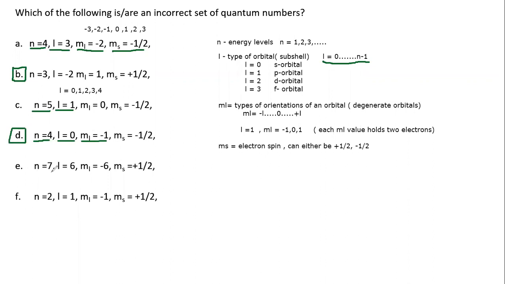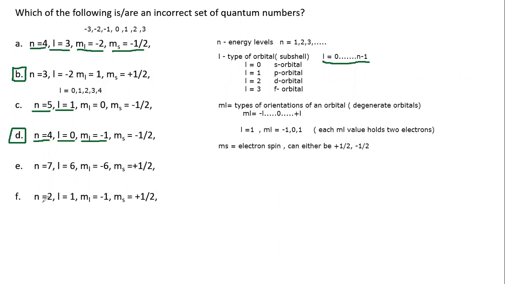Next, we have n equals 7. Can L be 6? The answer is yes. Can m sub L be negative 6? The answer is yes. And can m sub s be plus a half? Yes. So this is a valid set of quantum numbers.